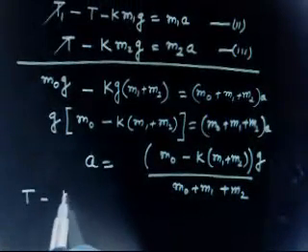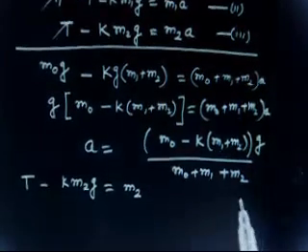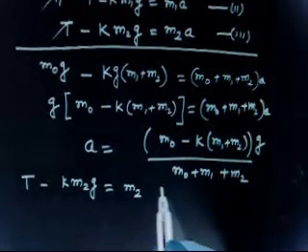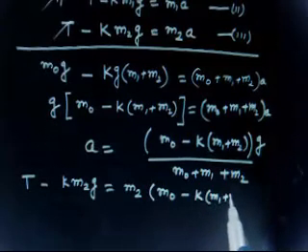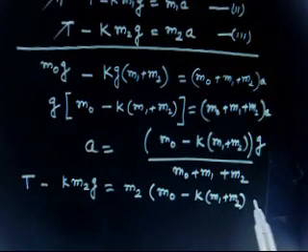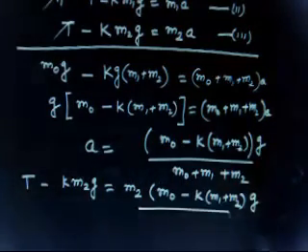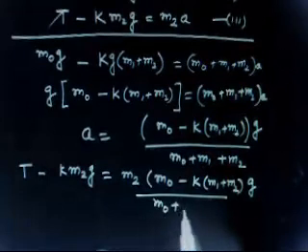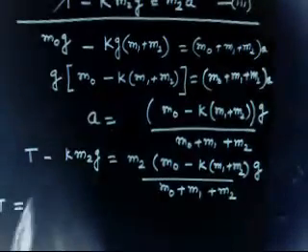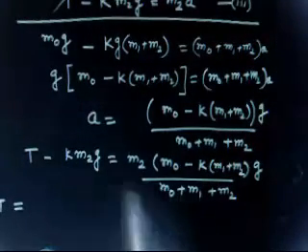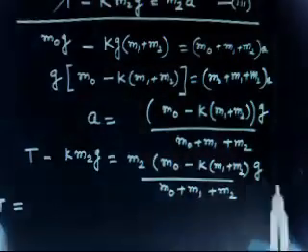T minus k m2 g is equal to m2 into a. So what is the acceleration? This value, that is a, m0 minus k times m1 plus m2 into g, divided by m0 plus m1 plus m2. Are you getting? So T will be, this goes this side, and let us multiply by this. This comes this side with a plus sign. So let us multiply all the terms.